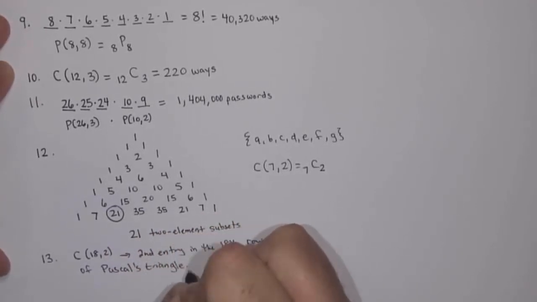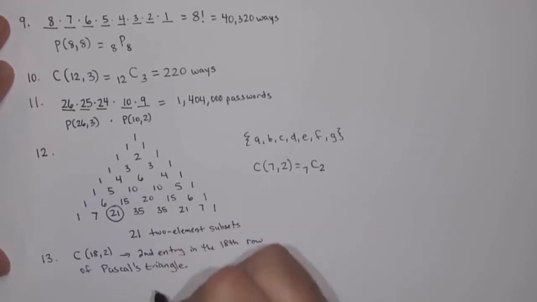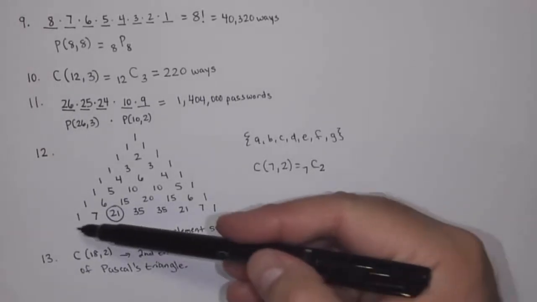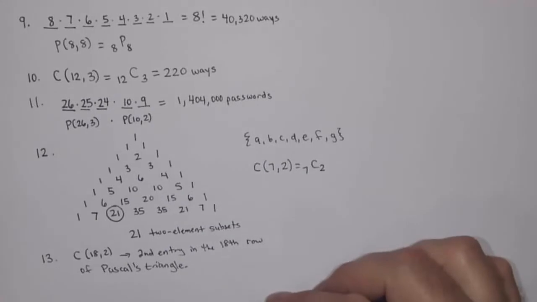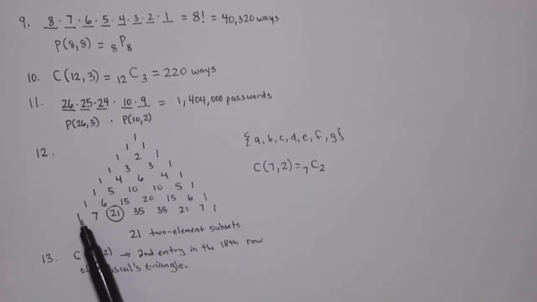Now we don't have to actually find that, we were just to describe where we would find it. So if I were to continue Pascal's triangle down to row 18, the second entry, and again remember the first entry there is really entry 0, so 0, 1, 2, so it would be like in the same place, but in the 18th row, that would give me the combination of 18 choose 2. Let's take a look at number 14.